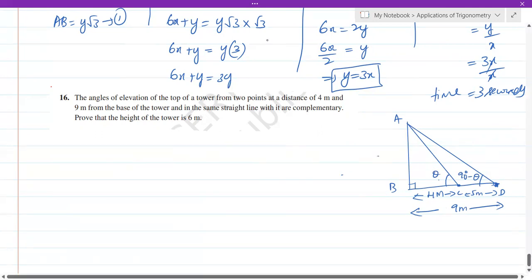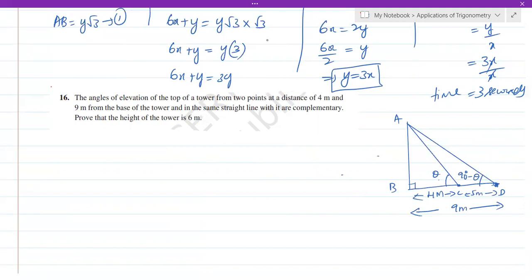Now what they're asking us to prove is that the length of AB, that is the tower, is 6 meters. So again, there are two right angle triangles. One is ABC and another one is ABD. So AB is the common side. Find AB in both the cases and equate it. You'll get the answer. That is one way. Or we can do this problem in a slightly different manner.